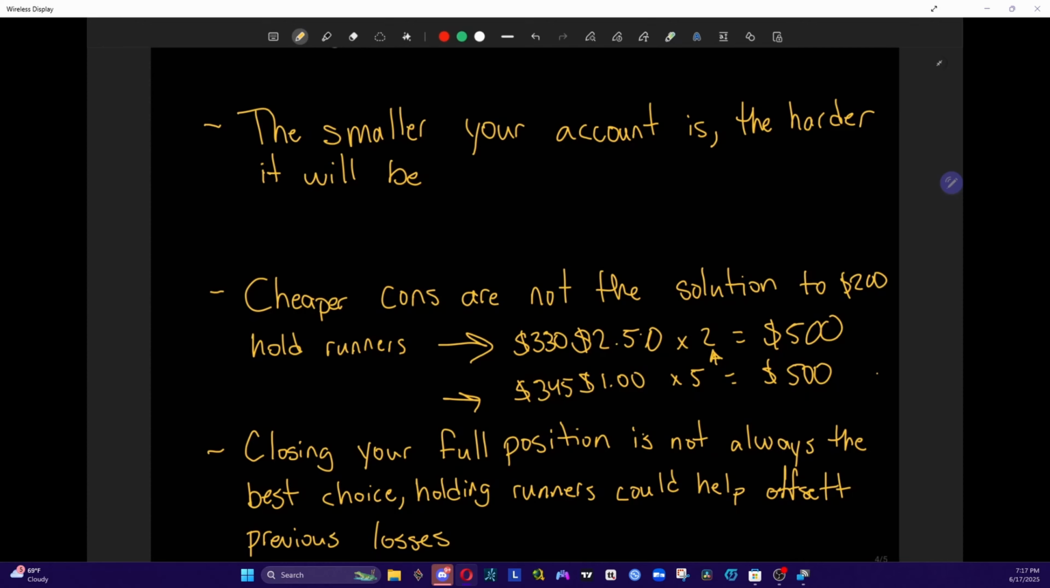That's more about the risk management one we talked about. That's something you have to fix on your own, and you shouldn't be oversizing.